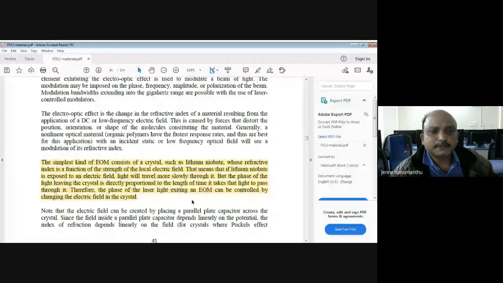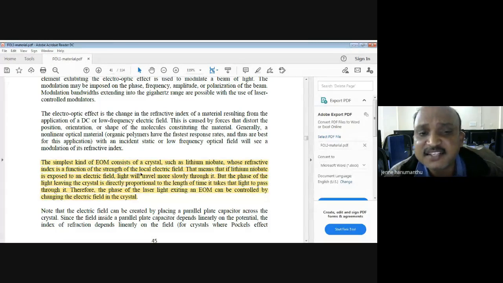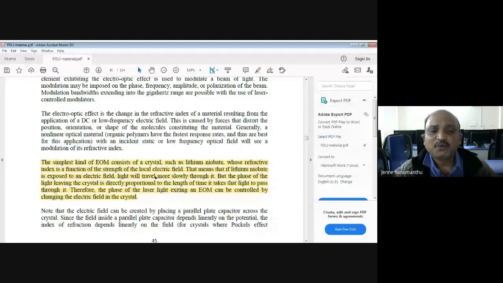See, the simplest kind of electro-optic modulator consists of a crystal. What is the crystal? The crystal is lithium niobate. Lithium niobate is one type of crystal whose refractive index, like any material, any crystal, has some refractive index. The core has some refractive index, the cladding has some refractive index, air has some, diamond has a refractive index, isn't it? Likewise, any material has some refractive index.